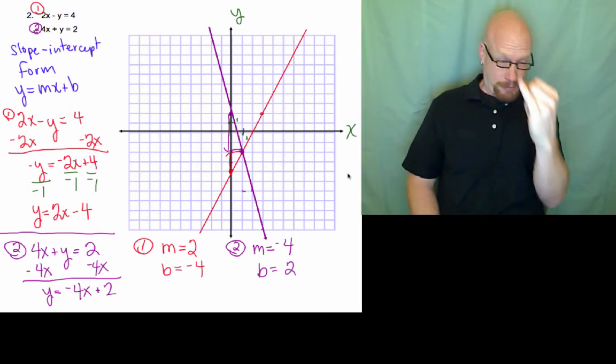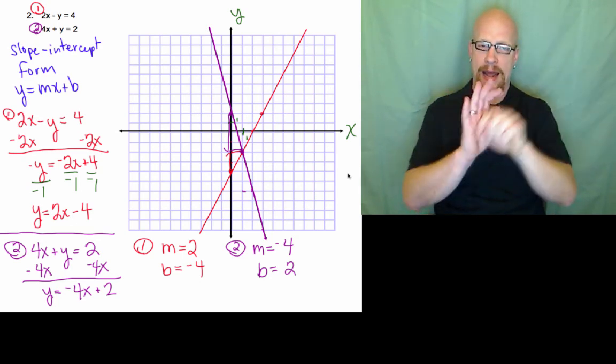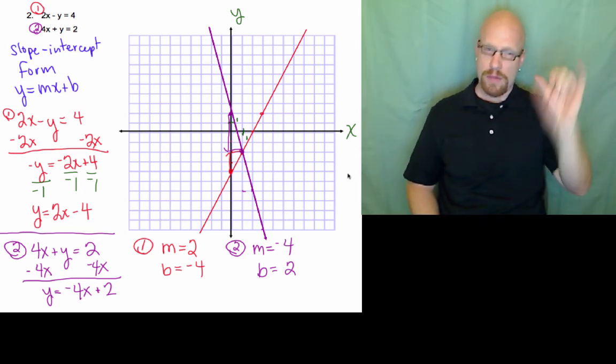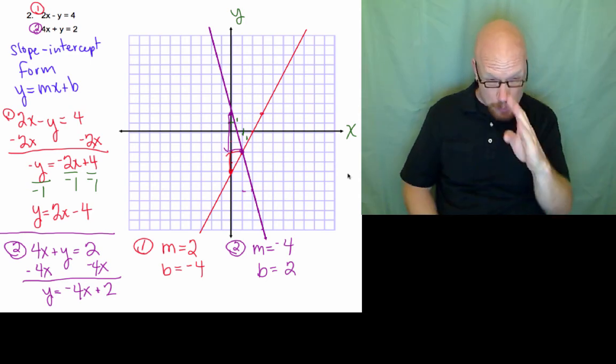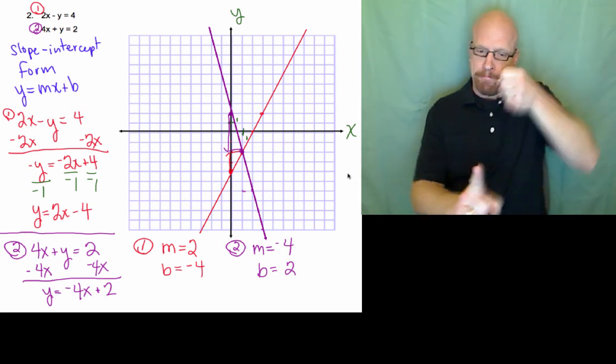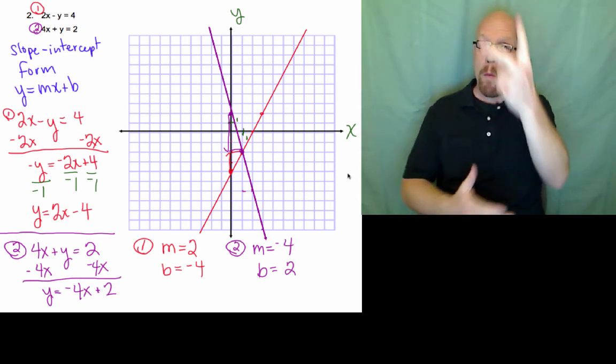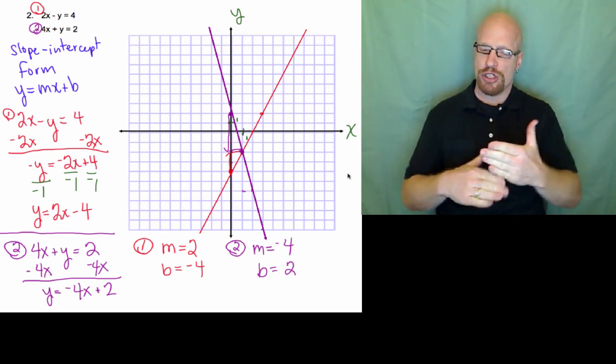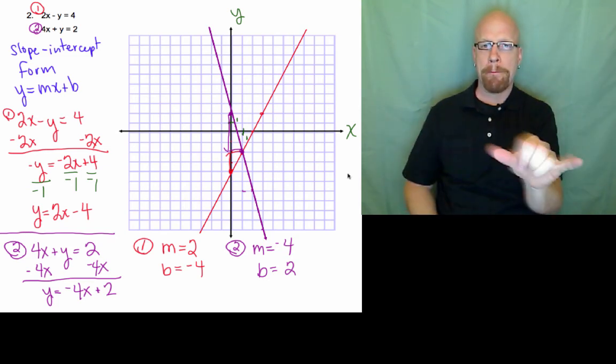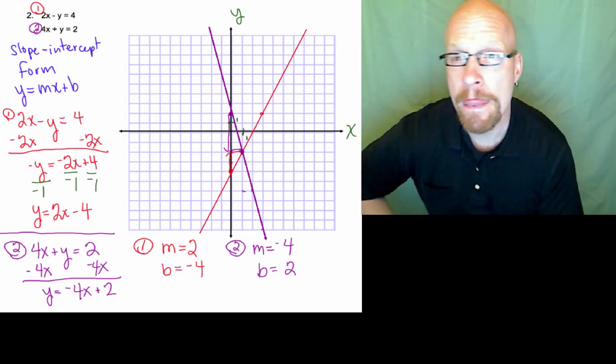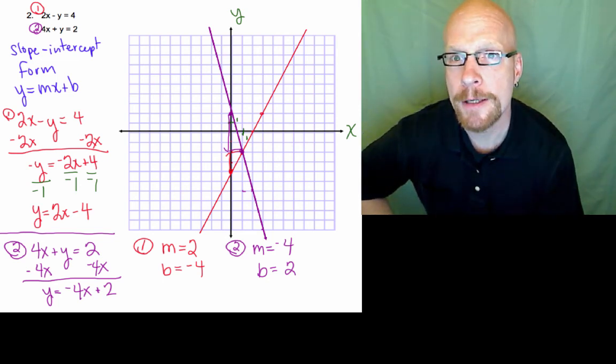Okay, the purple line is quite steep. It's a -4 slope, so it's down 4 over 1. It's kind of hard to count all those squares here on the screen, but we can see both lines intersect at one specific point. So both equations share the same solution, and that's the solution to our system.